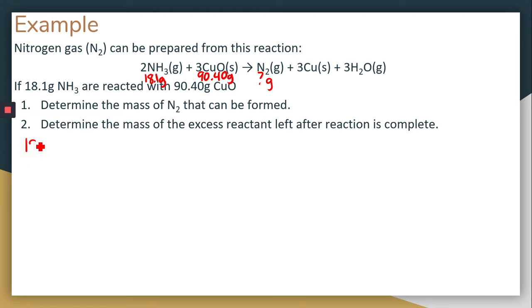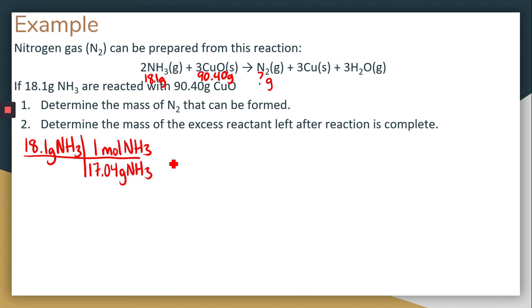So the first thing that I want to do is take my grams and convert them to moles. Short one step, grams of NH3 to moles of NH3. And then 1 mole is the molar mass, so that would be 17.04 grams. And then we can multiply and divide, and we get, keeping our sig figs, 1.06 moles of NH3.